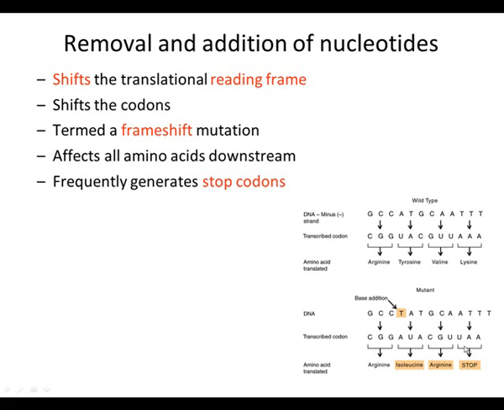So frame shift mutations are generally very deleterious because anything downstream of the frame shift is read out of frame, and so you make a protein that doesn't make much sense. And you often hit a stop codon by accident because of that. So frame shift mutations are usually more deleterious than a missense mutation or a base substitution.